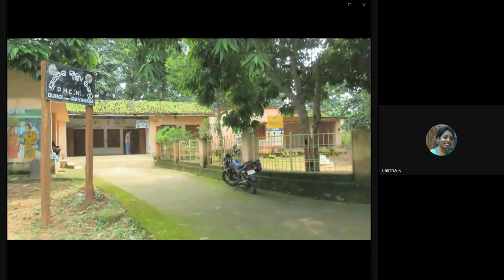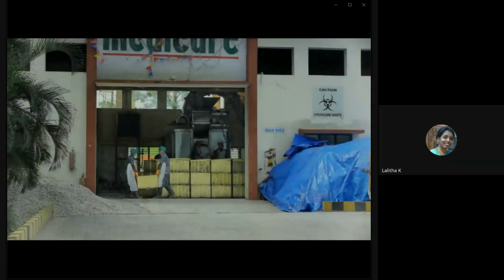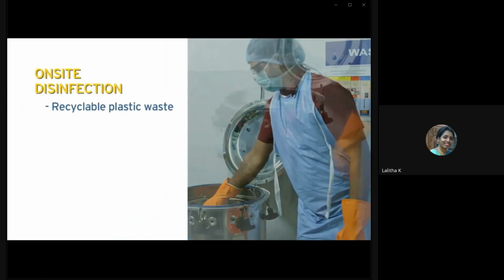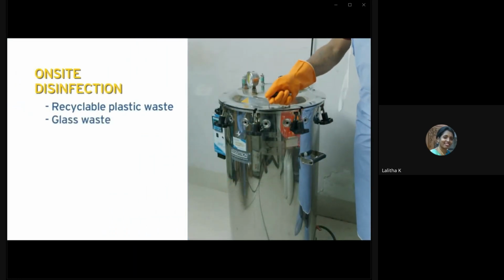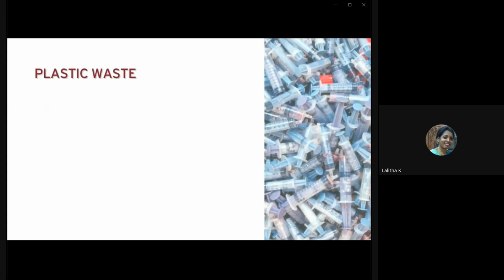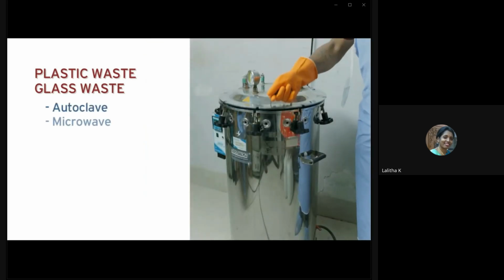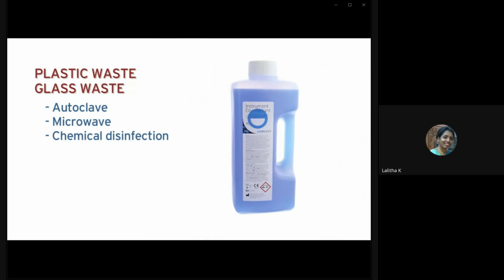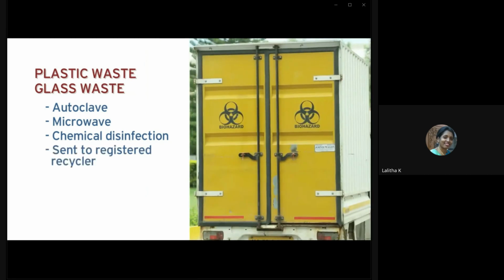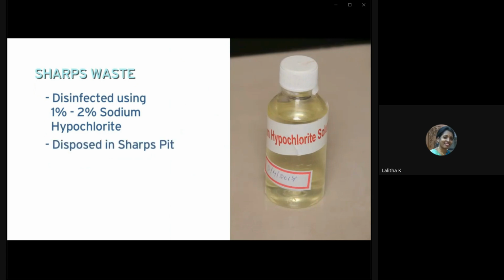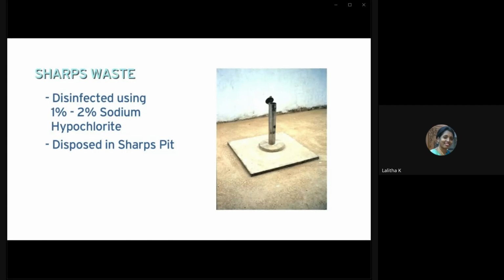Healthcare facilities which do not have access to common biomedical waste treatment facility need to follow on-site disinfection processes for recyclable plastic waste, glass waste, and sharp waste. Plastic and glass waste needs to be disinfected by autoclave, microwave, or by chemical disinfection and then sent to registered recycler. Sharp waste should be disinfected using sodium hypochlorite and then disposed into sharp pit.